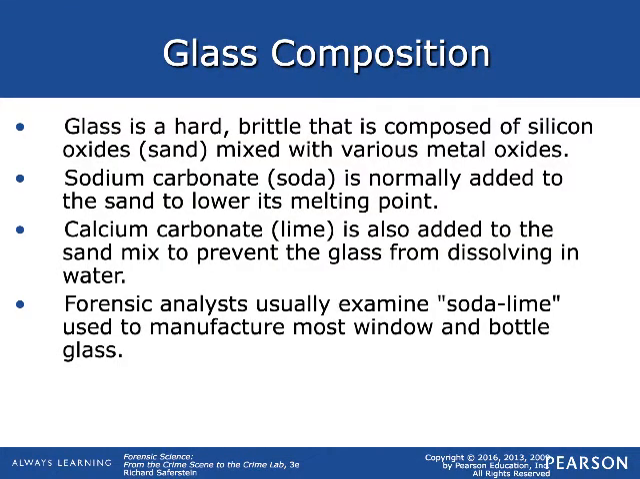Okay, now glass is the next thing. Glass composition. So what is glass? Glass is a hard, brittle compound that's composed of silicon oxides, which is sand, mixed with different metal oxides. Sodium carbonate, or soda, baking soda, is normally added to the sand, and that lowers the point at which it melts, so it'll melt at a lower temperature. Calcium carbonate, which is lime, is also added to the sand, and that prevents the glass from dissolving in water.